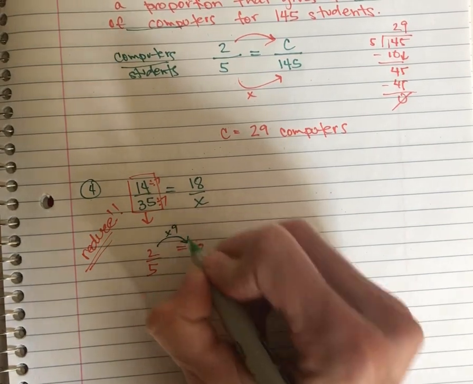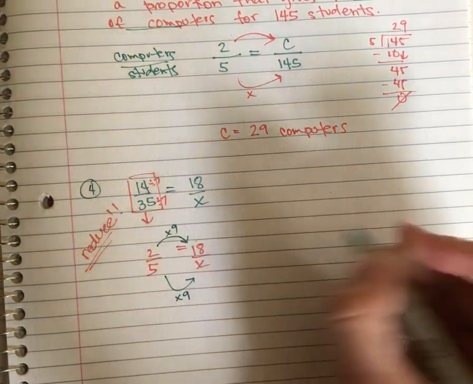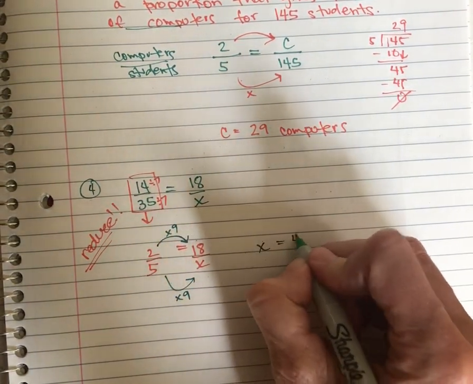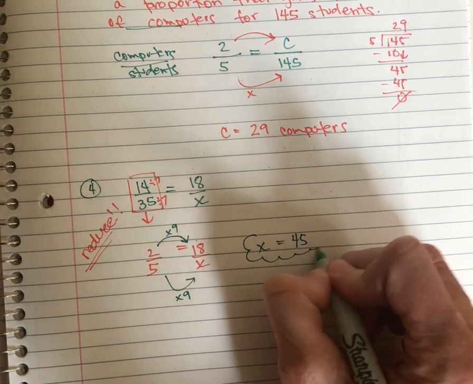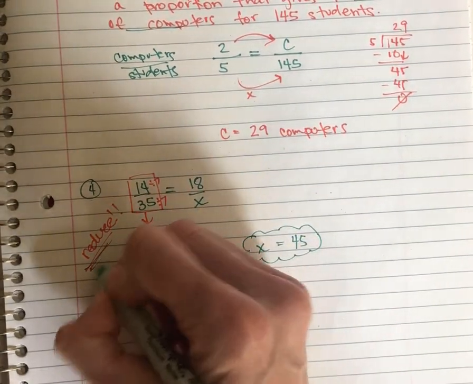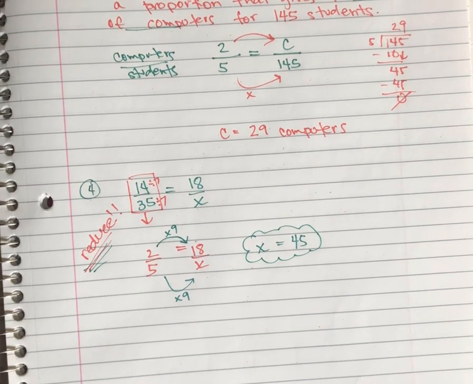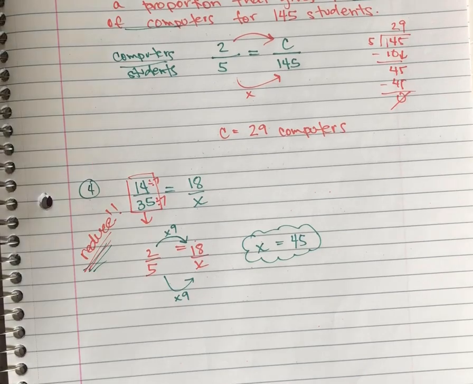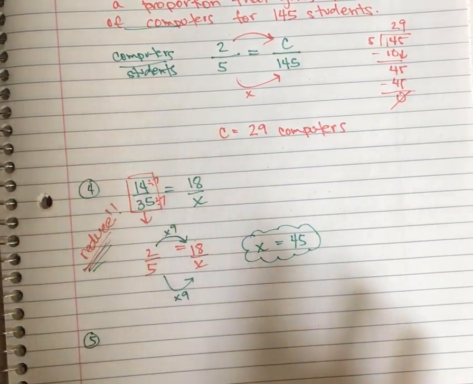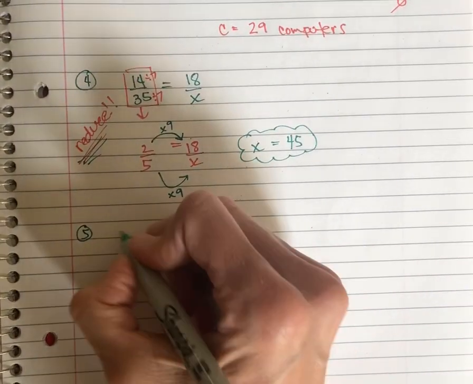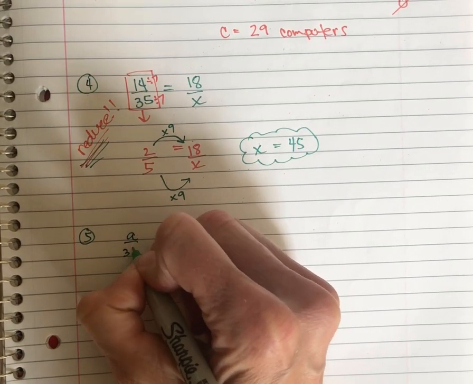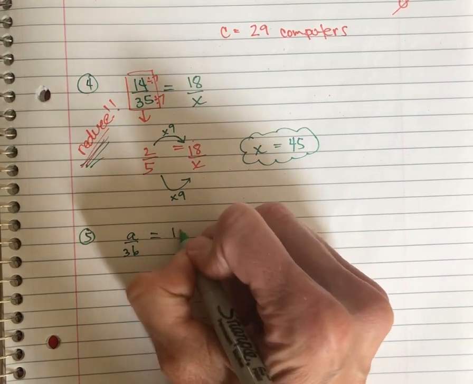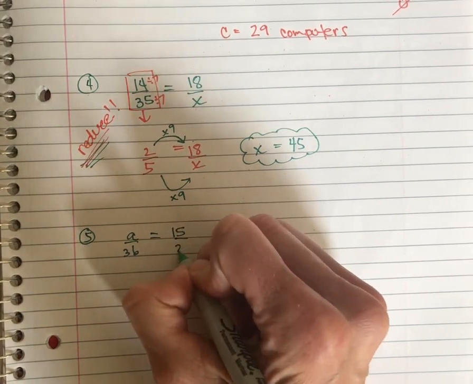Okay, 2 times 9 gets us to 18. 5 times 9, 45. So x equals 45. Okay, so reduce, reduce, reduce if possible. It won't always be possible, but it's always good to check. Okay, number 5. A to 36 is equal to 15 to 27.